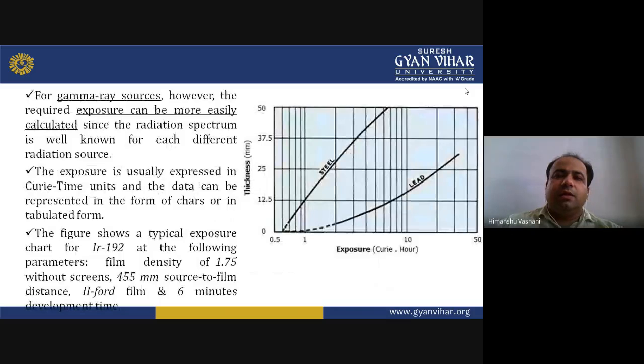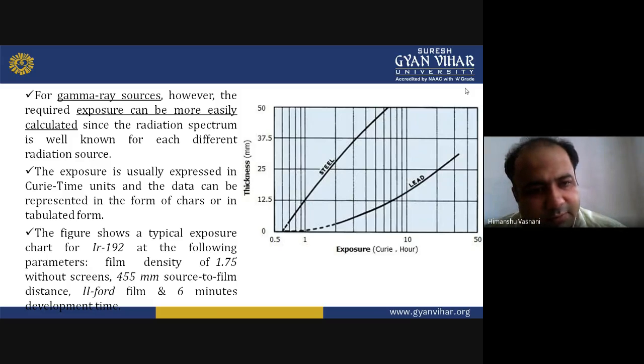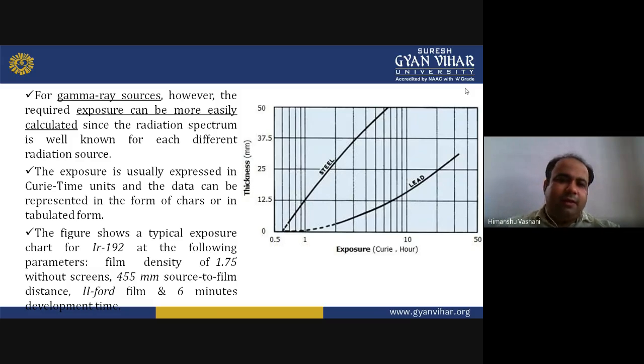For gamma ray sources, however, the required exposure can be more easily calculated since the radiation spectrum is well known for each different radiation source. The exposure is usually expressed in Curie time units. Time can be in hours, seconds or minutes, depending on the experiment and the procedure. The data can be represented in the form of charts or in tabulated form.